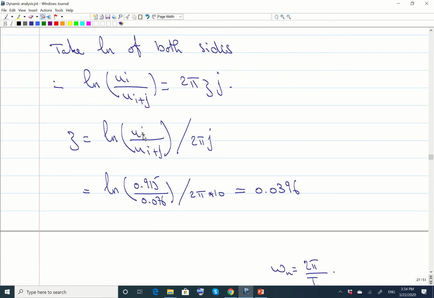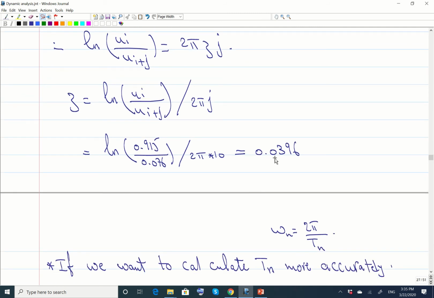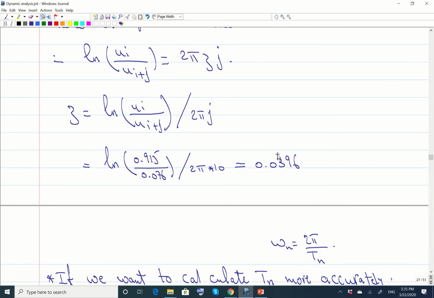So zeta is ln of ui divided by ui plus j, divided by 2 pi j. So what do we know here? We know the amplitude of the displacement at the first cycle and the 11th cycle. So u at the first cycle is 0.915 centimeter. At the 11th cycle is 0.076. So ln of the division here, divided by 2 pi j. How many cycles in between? 10 cycles. So doing that division, it's going to be 0.0396. So that's zeta. As you see, zeta is about 3%, almost 4%.